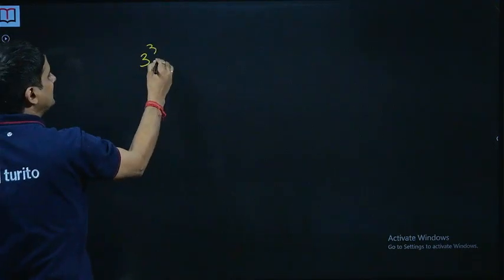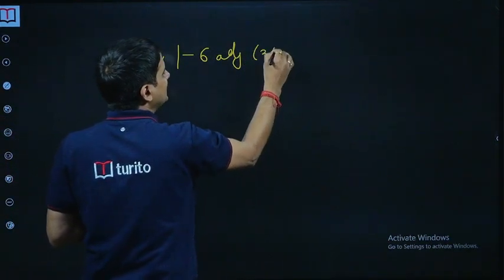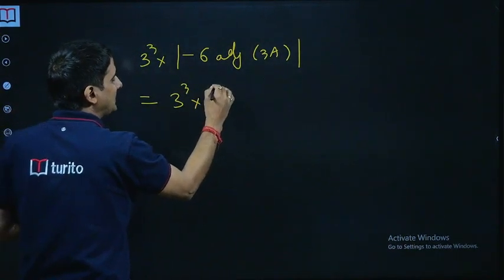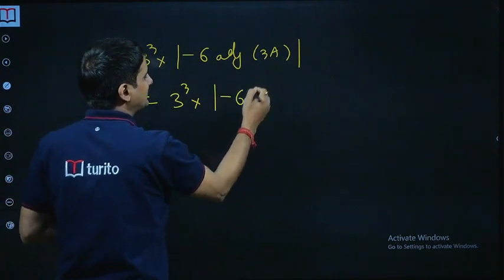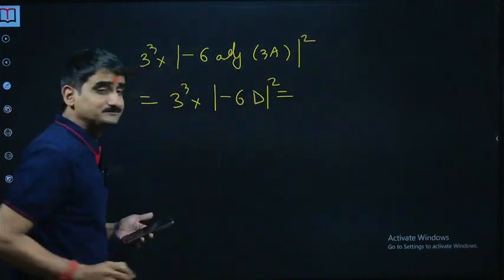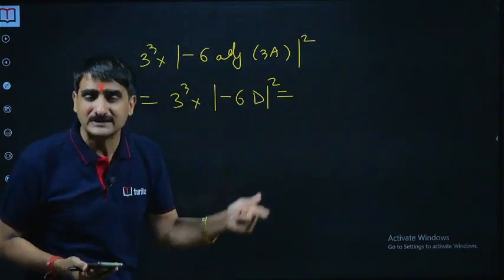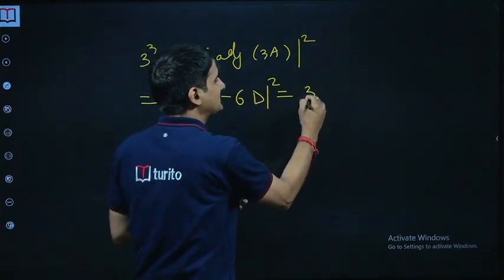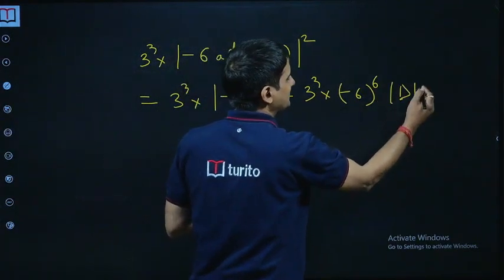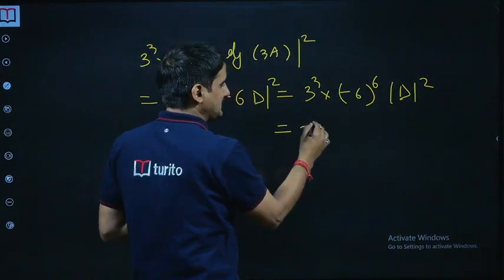So 3 cube into -6 times adjoint of 3A. Again, 3 cube into determinant of -6 times some matrix, let's say D, whole square. Now you will take -6 out of it, so -6 cube, but since you have the square here, it will be 3 cube into -6 raised to the power 6, I think all of you will agree, determinant of D whole square, and this is 3 raised to the power 9, I believe, isn't that?